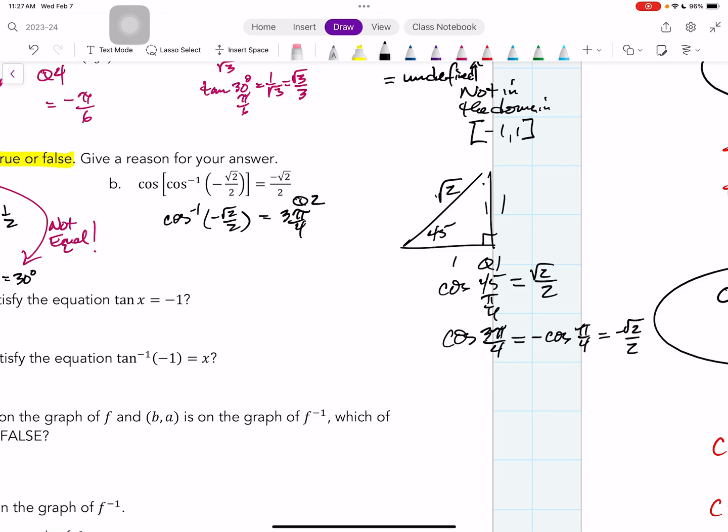So I'm just reviewing. All right, so now we got to take the cosine of our answer. So the interior function is equal to 3 pi fourths, and now we got to take the cosine of it. So step 2, you got to take the cosine of 3 pi fourths, which I just illustrated over here, is equivalent to negative cosine of pi fourths, which is the same thing as negative rad 2 over 2, which means that these are equal. Okay, and because they're equal, the statement is true.